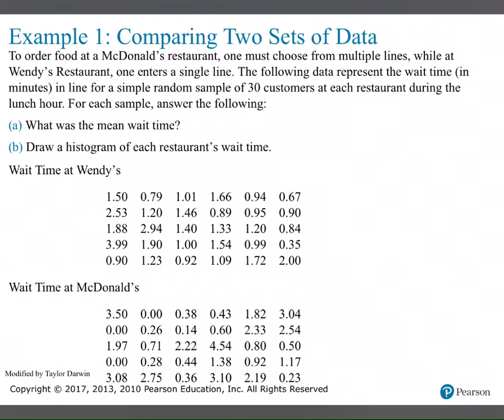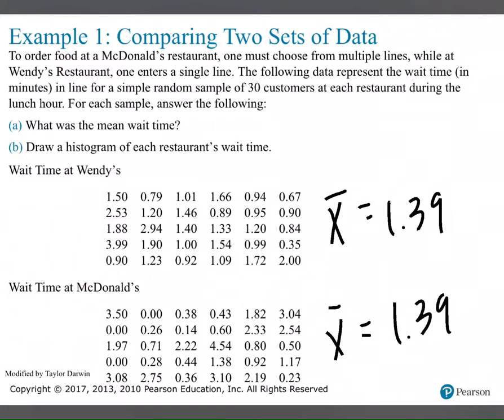during the lunch hour. For each sample, answer the following: what was the mean time, and draw a histogram of each restaurant's wait time. I've gone ahead and found the mean for you just to save time. If you want to verify, you can, but this is a lot of numbers. I added them all up and divided by 30, and I actually got 1.39 for both restaurants.